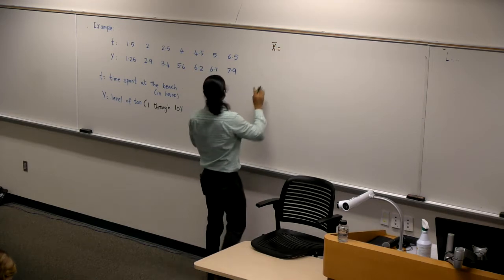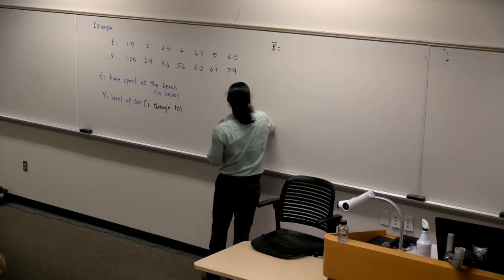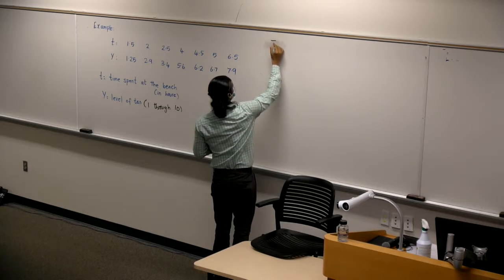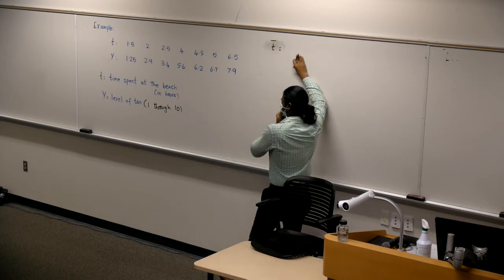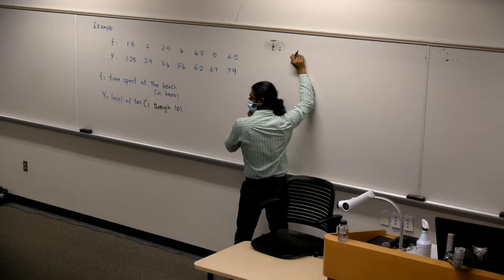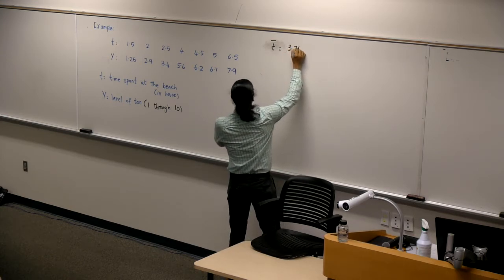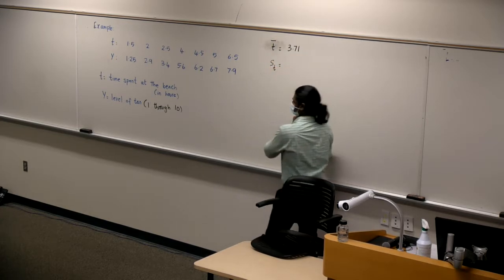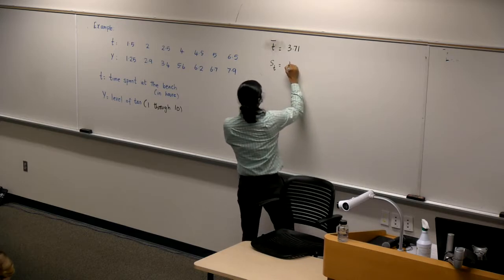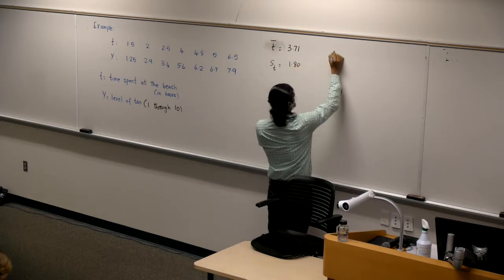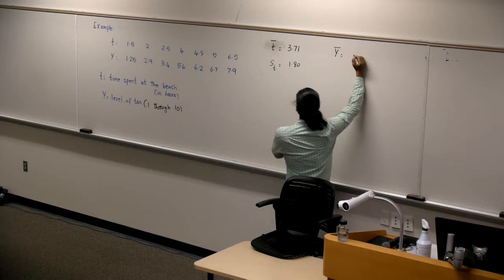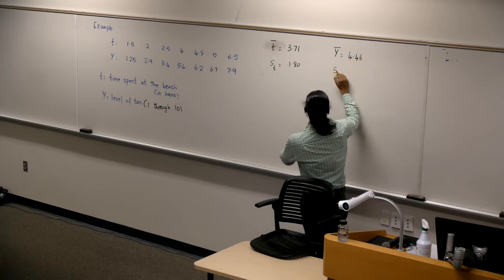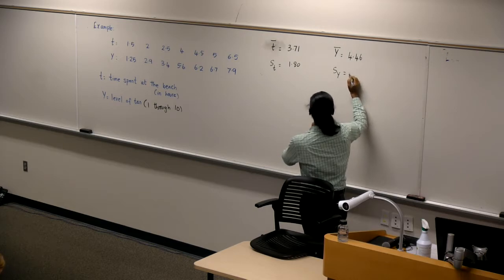T bar for T. Do you write it as T bar? T bar is 3.71. Okay. Standard deviation for T? 1.80. 1.80. Y bar? 4.46. Standard deviation? 2.46.